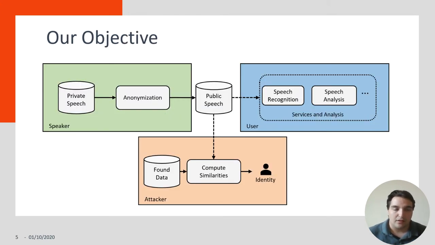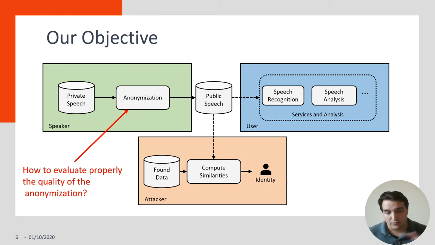To give our setting, we consider that the speaker anonymizes their speech and sends it to a public repository that is going to be used for different tasks such as speech recognition, speech analysis, and training of some machine learning methods. But an attacker tries to find the identity of the speakers inside this public repository using found data for which he has the identity of the speakers.